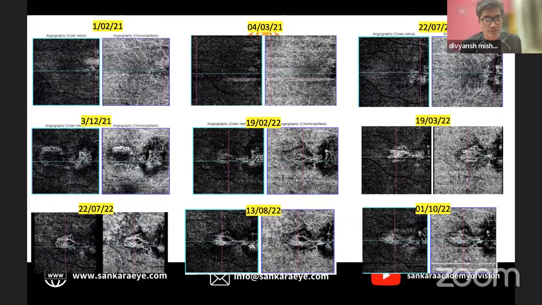So even if you treat with any laser for that matter, expect recurrence. In this case, if the follow-up had not been missed, we would have achieved a better visual outcome and a better fovea. But yes, thank you.